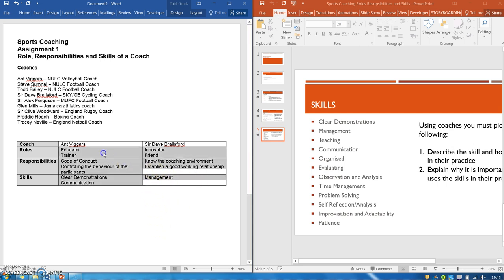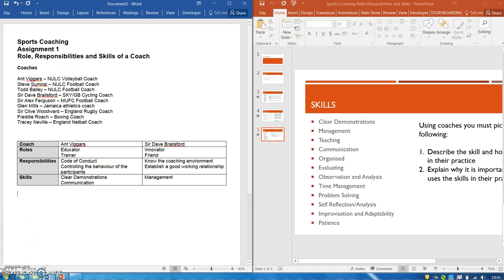So this is going to form the base of my assignments, and then as I'm going through, I can tick those off. Okay. For any distinction criteria, what I need to do is then compare all these and how Sir Dave Brailsford might have a code of conduct and so on. And that's really for task number 2.